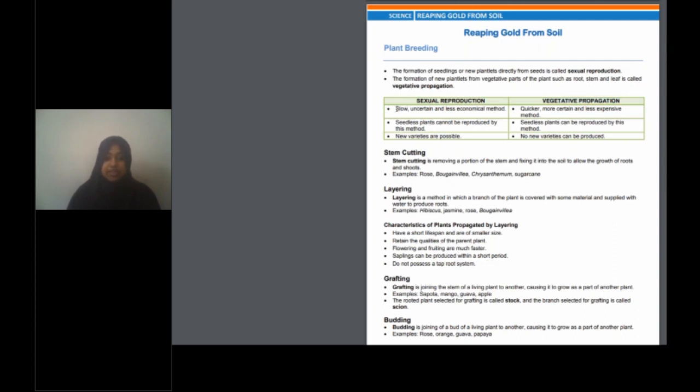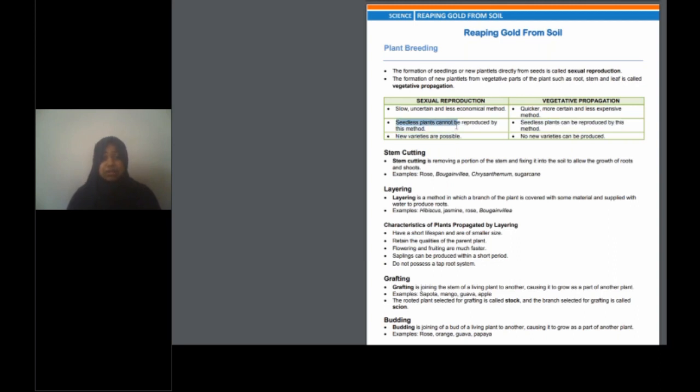So what are the differences? Sexual reproduction is a slow, uncertain, and less economical method. It is a very slow process, and also we don't know about the quality, but it is not expensive. It is very cheap. Vegetative propagation is quicker, more certain, and a bit more expensive than sexual reproduction.